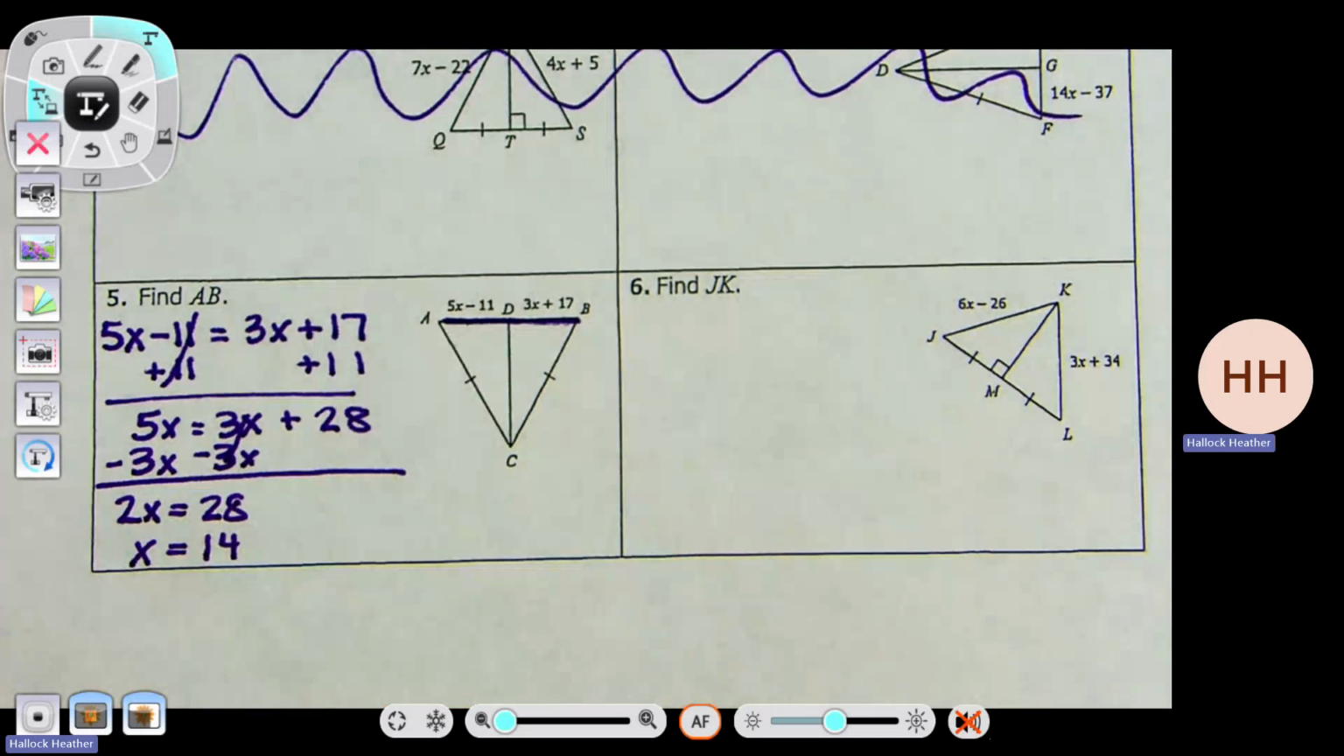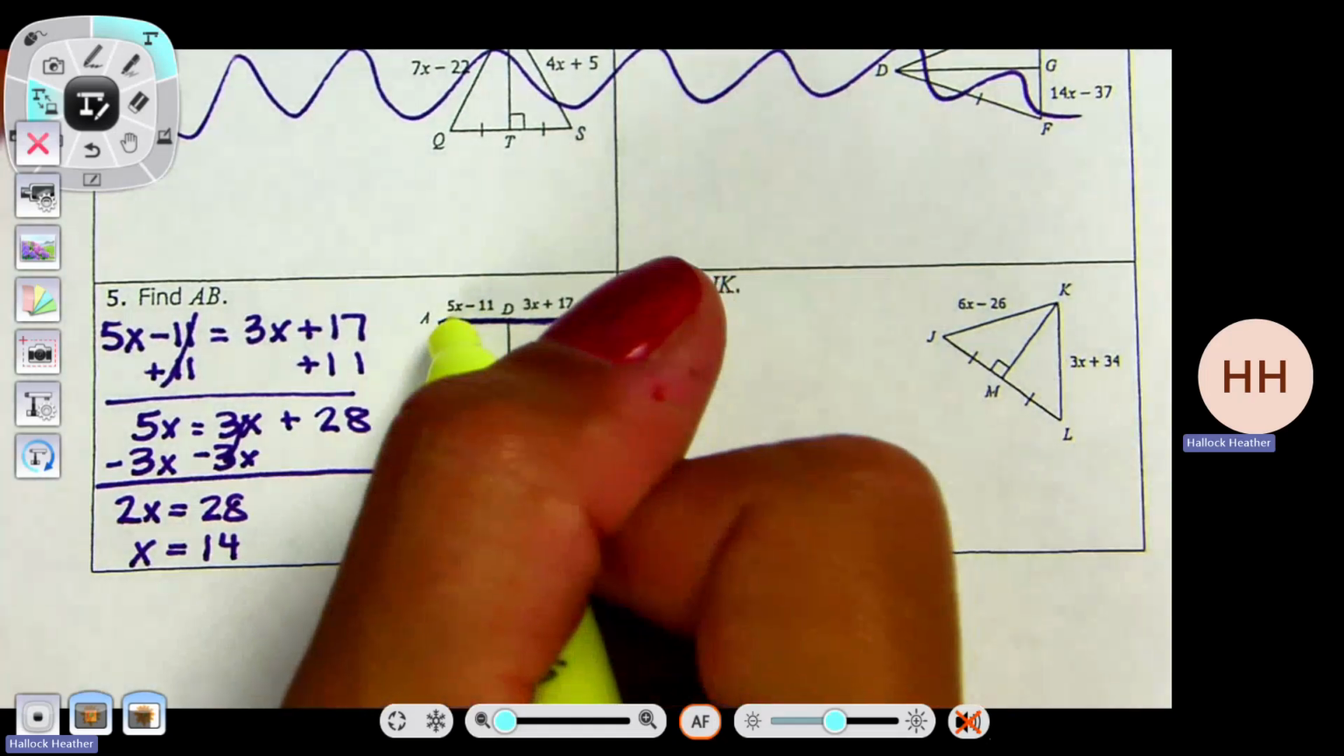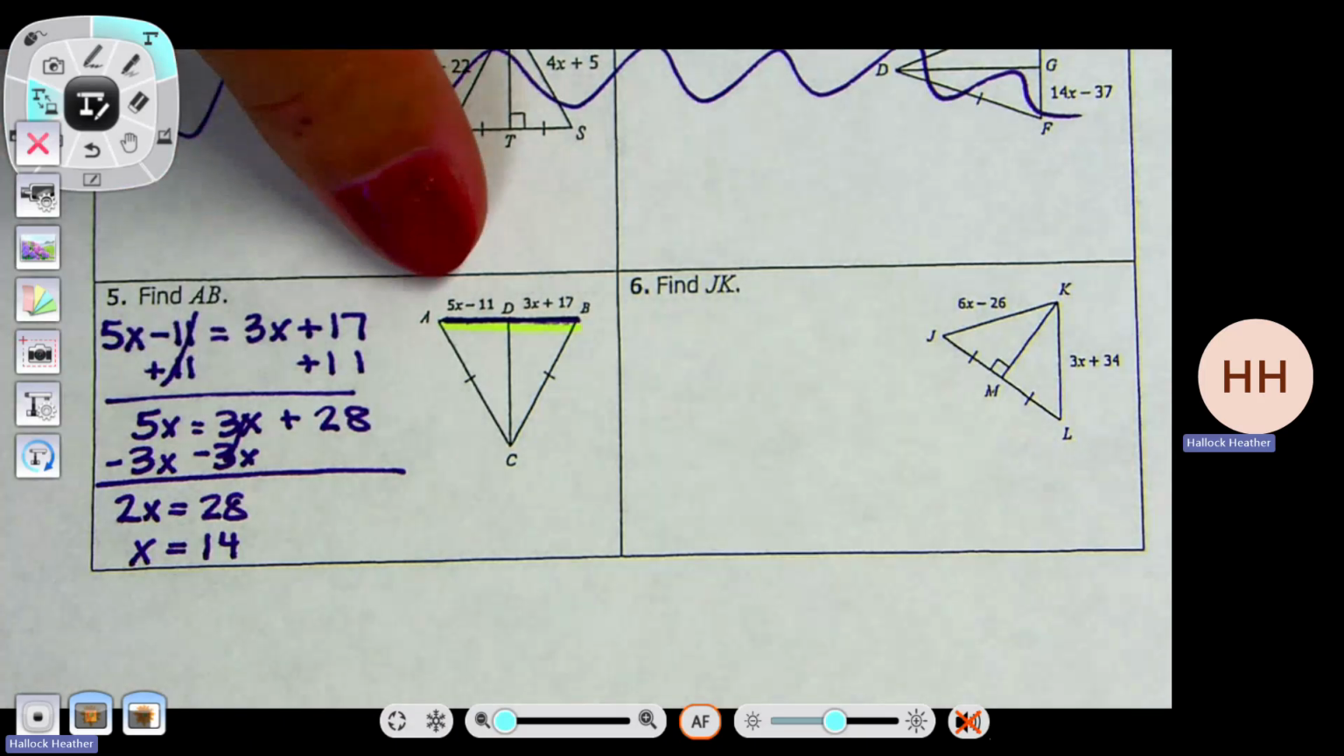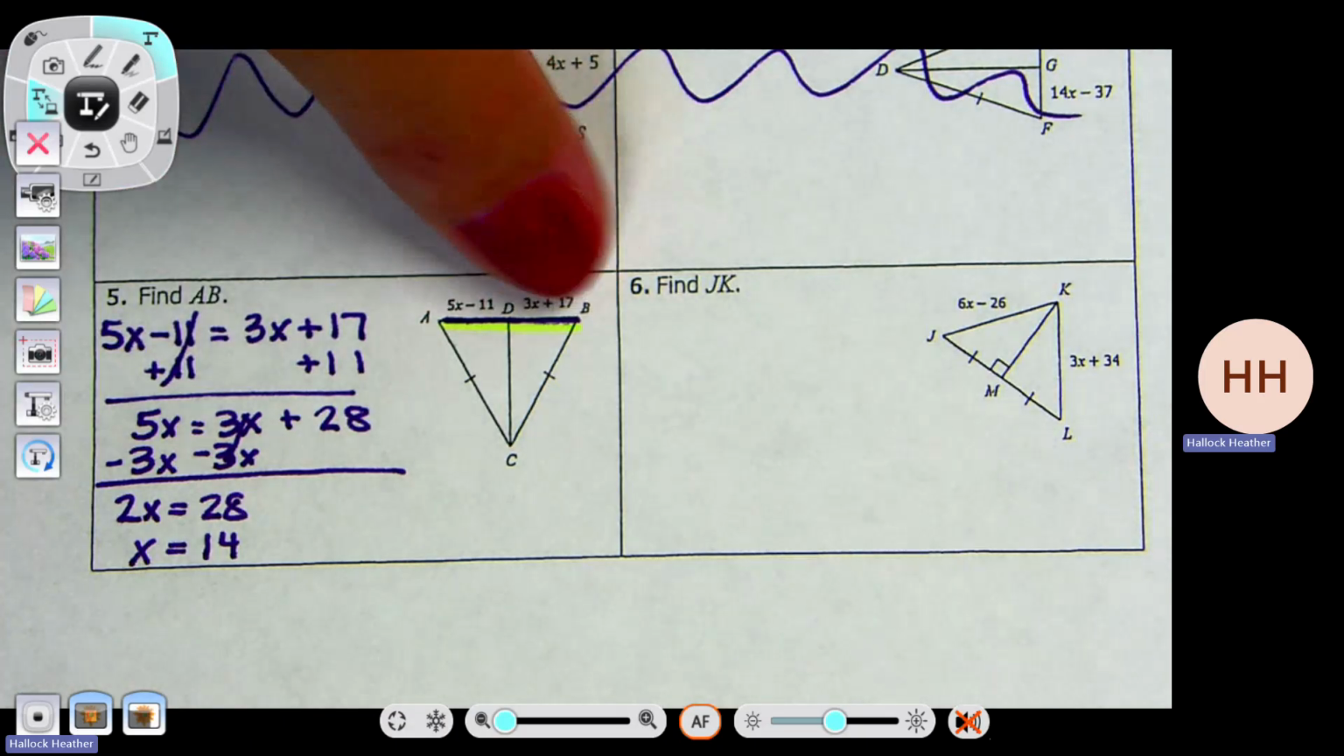14. Now we have to plug it back in because it wants A to B. So it wants this whole piece. So I have to plug it in to both and add them. You've got to plug it into both because it does not want just half of it. It wants the whole thing.